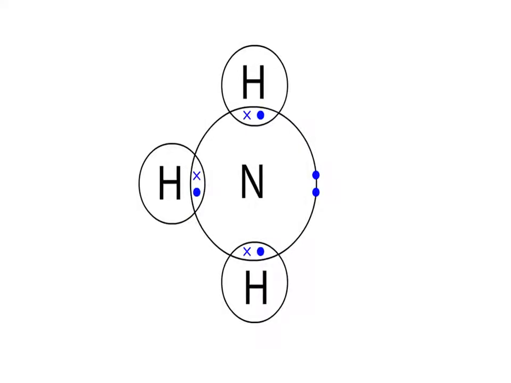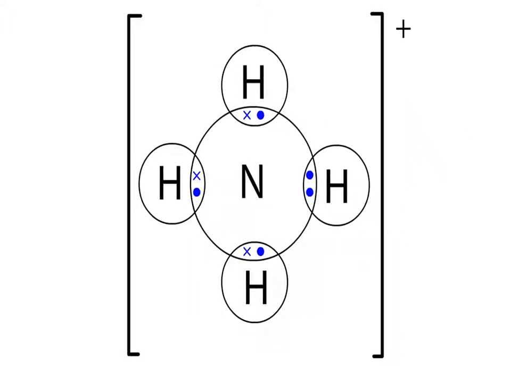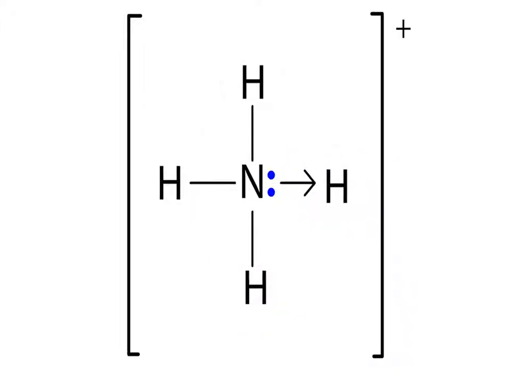In Year 1, we looked at the bonding of ammonia, NH3. Ammonia consists of a nitrogen atom with 3 single covalent bonds to 3 hydrogen atoms. This leaves a lone pair on the nitrogen that can accept a proton, where a dative covalent bond is formed, resulting in a positively charged ammonium ion.